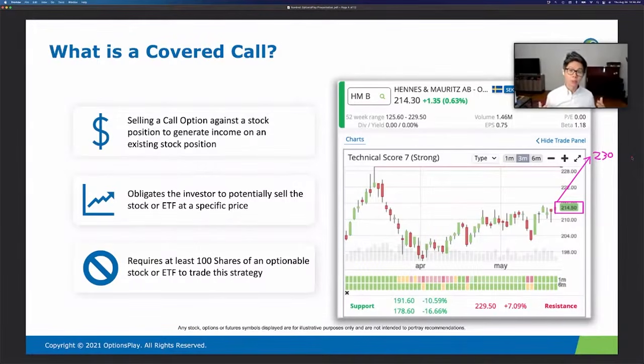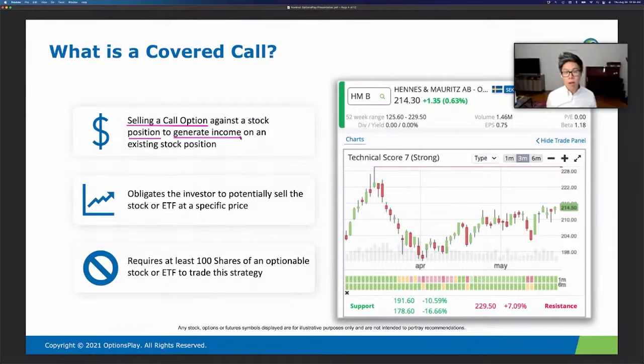And what happens is the difference between a limit order and a covered call is that I get paid income to sell that covered call, which actually has, like I said, the exact same obligation as placing a limit order, but doing so by selling a call option. So a covered call is simply selling a call option against a stock position that you own in order to generate income on that existing stock position.